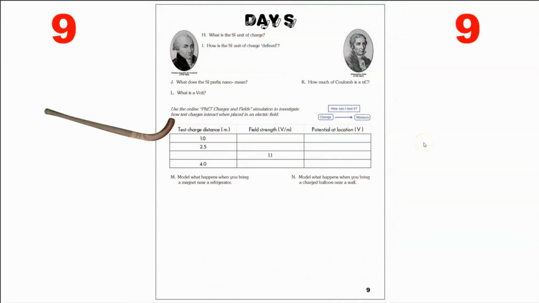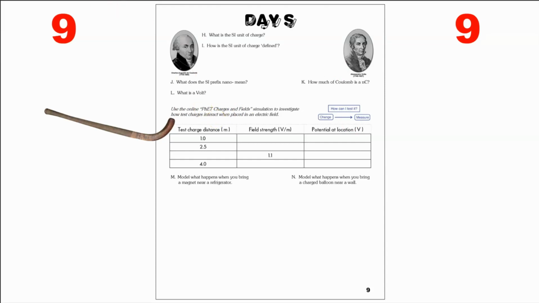All right, we're going to need to know these units because you're going to be looking at field strength, volts per meter, how much electrical push per a certain distance in meters. And the potential, that's another way to think of the volt, electric potential, the potential to push that energy, the repulsion of the electrons. So you're going to use the online PhET charges and fields simulation to investigate how test charges interact when placed in an electric field.